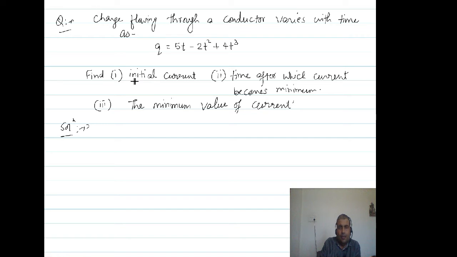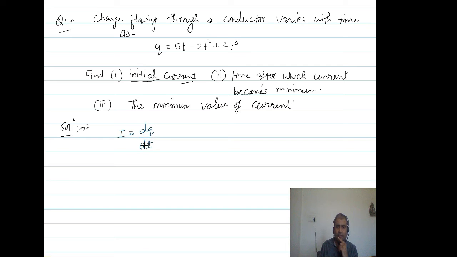So in the first part, we are supposed to find the initial current. For that purpose we will first of all have to find the current. And how do you write current from charge? This is given by dq by dt. And how do we get the idea that this is the instantaneous current? Because the question is demanding us to find the initial current. Initial means at t equals 0, so at a particular time we are supposed to find the current, right? So that means that current is instantaneous.